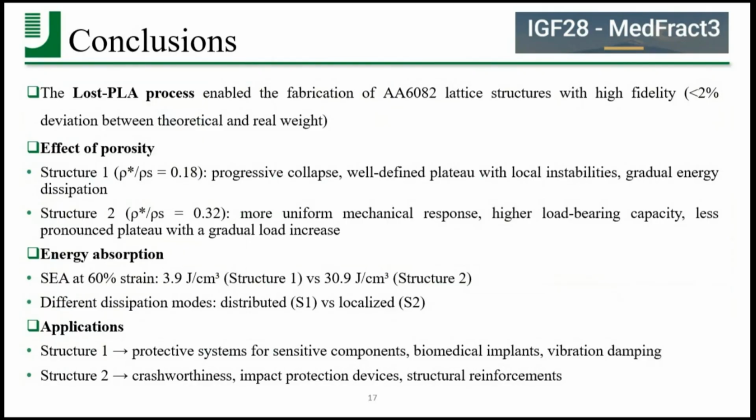For the energy absorption, the behavior is also different. This demonstrates how small variations of the geometry give a big difference in the value of the specific energy absorption. In the end, the applications are different. For example, structure one can be used for protective systems, biomedical implants, and vibration damping. Structure two for impact protection and structural reinforcement.